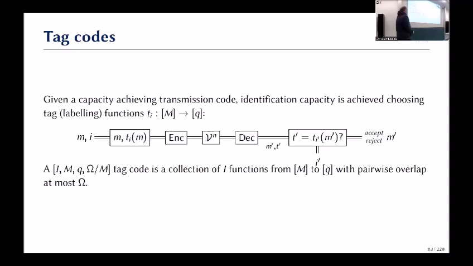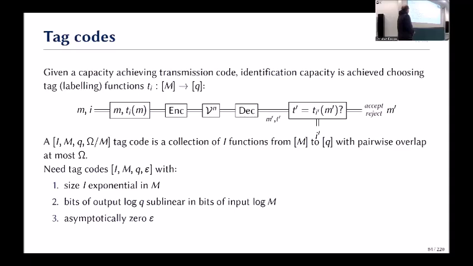So we want to construct now such an MTI of M, which I showed you before, in such a way that we achieve the identification capacity. Therefore, we now define a tag code, which is I, M, Q, and omega M, in such a way that the size I is exponential in M. The bits of the output log Q is sublinear in bits of the input log M, and it goes asymptotically to 0 by epsilon.